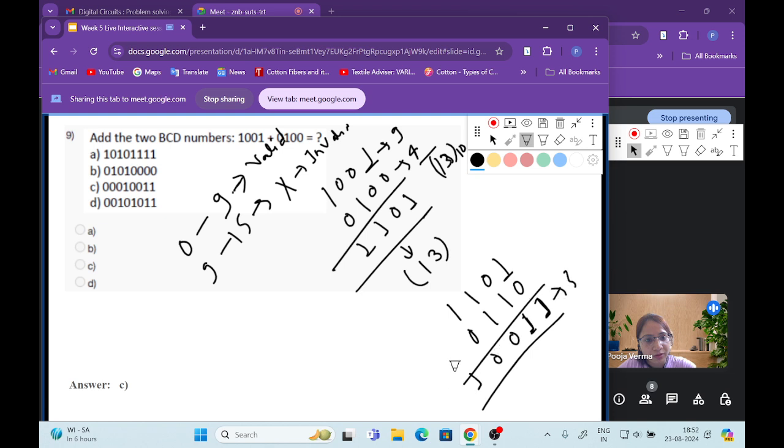But we can't remove the carry. So if we put 0 0 0 in front to make it a valid BCD number, we get 0 0 0 1 0 0 1 1, right? It is matching with this. So option C is the correct answer for this question. Okay, have you understood this? I hope all of you are getting it. So moving to the next question.